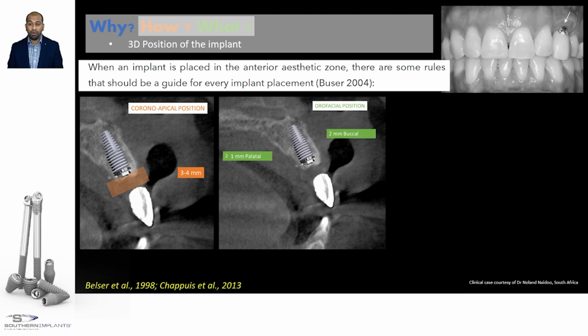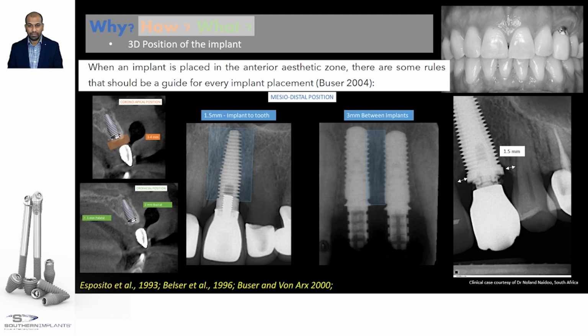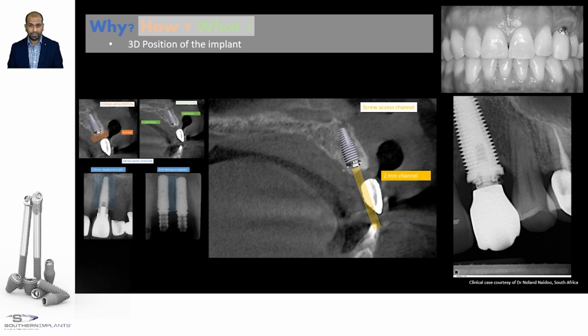But if we also look at the orofacial position, one of the reasons that perhaps it was a cement-retained crown versus a screw-retained crown is that the implant was a bit too buccal, and perhaps the screw axis was also a bit too buccal. Some of the other rules that we need to adhere to is that we should at least have 1.5 millimeters of bone between the implant and the tooth, which we do have in this case. And if there are adjacent implants, we must leave at least 3 millimeters of bone between the implants. Thankfully, not an issue in this case.